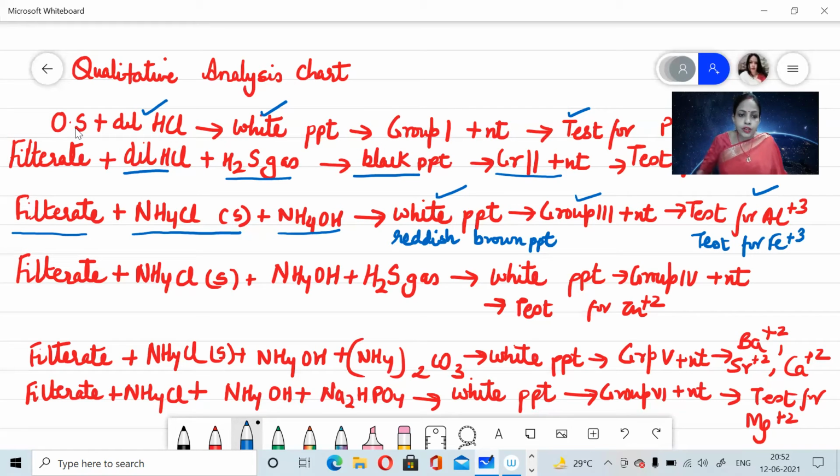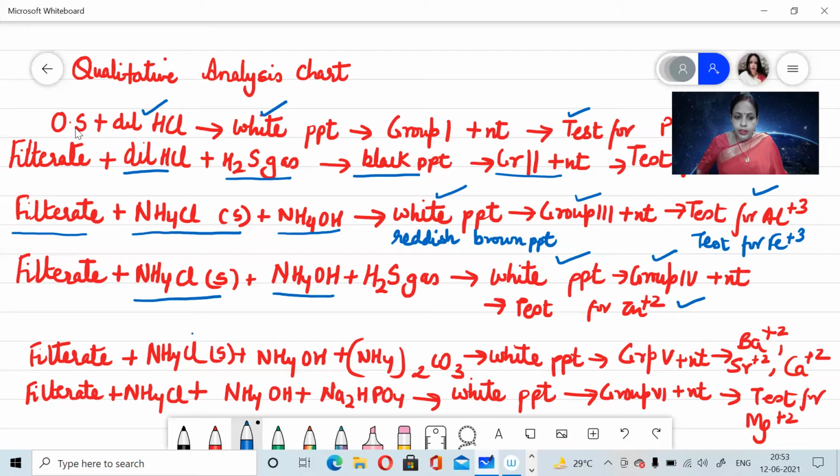Now, with the filtrate of the third group, we will do the group analysis for the fourth group, where we will again use H2S gas, but now in the basic medium. To make the filtrate basic, we will add solid NH4Cl followed by NH4OH solution in excess, and then we will pass H2S gas through it. If we get a white precipitate, that indicates that group 4 is present, and in that case, we will be testing for zinc ion.